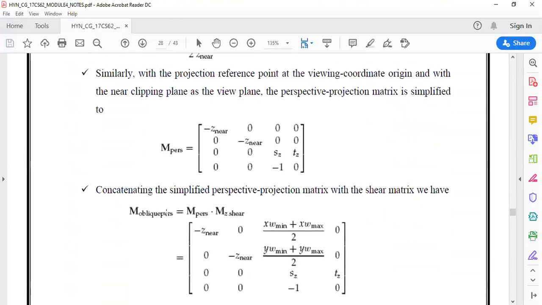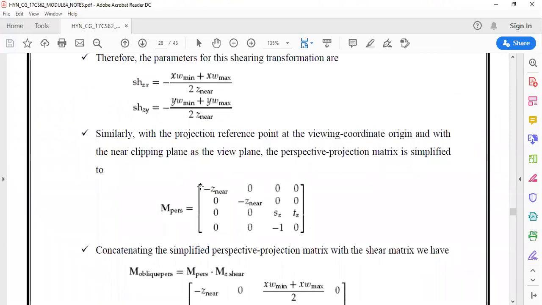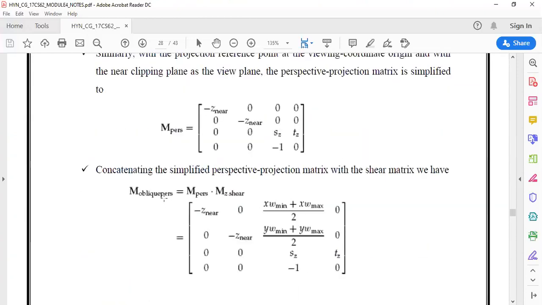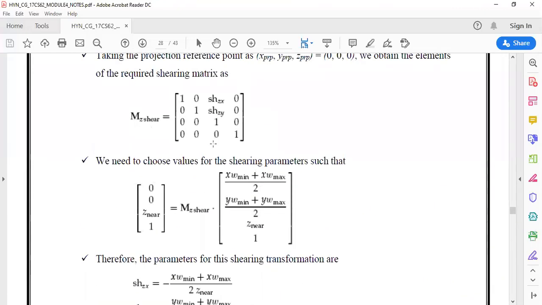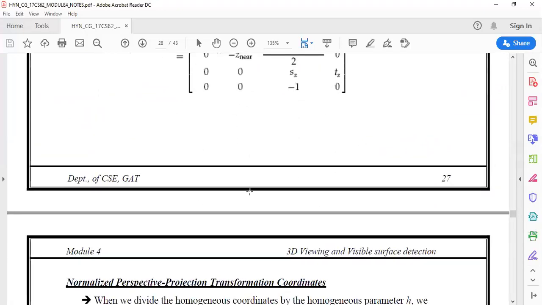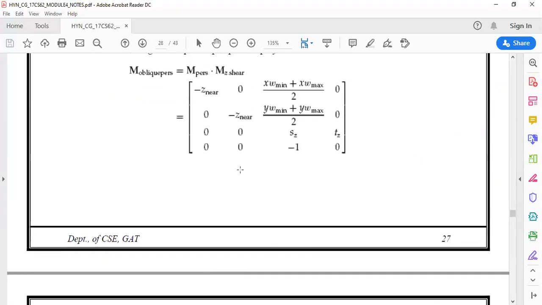Now what we have to do is multiply the perspective projection matrix with my shear matrix, so that I will get my oblique perspective matrix. How am I getting the oblique perspective? By multiplying the perspective projection matrix with the shearing on Z axis. If I multiply these two, I will get this matrix. This matrix is my oblique perspective projection matrix. Like this, you have to perform the oblique perspective projection transformation.